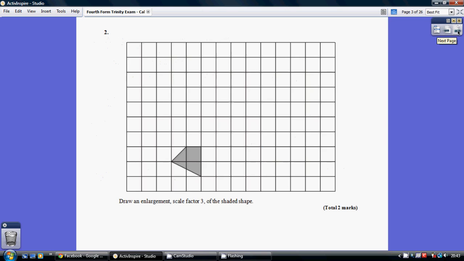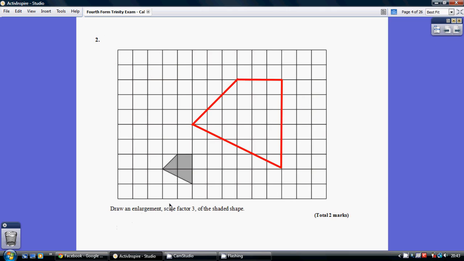Question 2. Now this is one of the very easy enlargement ones. If there isn't a centre of enlargement, you've just literally got to draw it 3 times bigger anywhere you like. So start off with the straight sides, either straight up or straight across. This is currently 2 high, so make that 6 high. This is currently 1 across, so make that 3 across. This is 1 on the diagonal, so make it 3 on the diagonal, and just leave this complicated one to last. This just completes the shape.